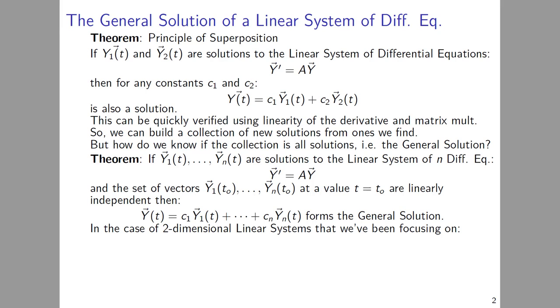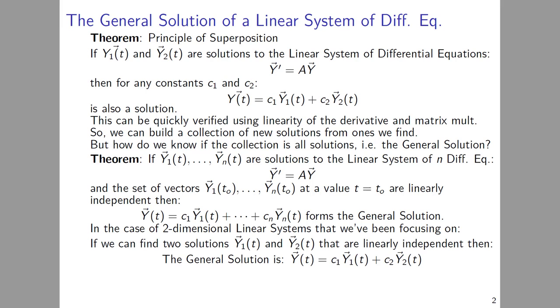And in the case of two-dimensional linear systems that we've been focusing on, if we can find two solutions y1 of t and y2 of t that are linearly independent, then the general solution is the linear combination c1 times y1 plus c2 times y2. So what remains to find the general solution is being able to find two linearly independent solutions, y1 and y2.